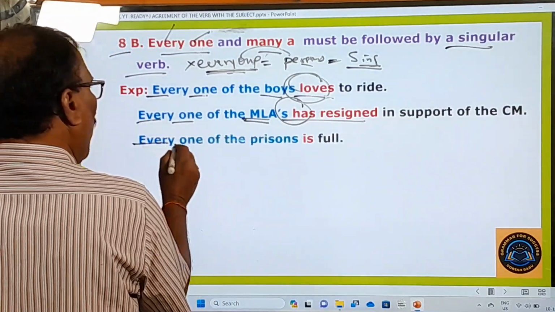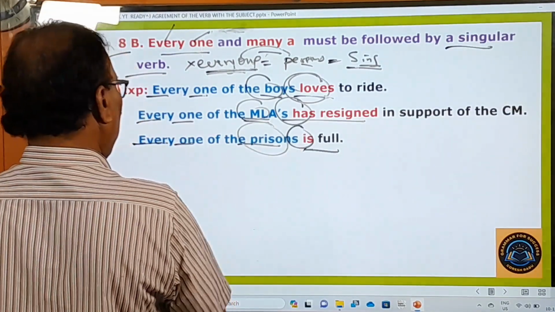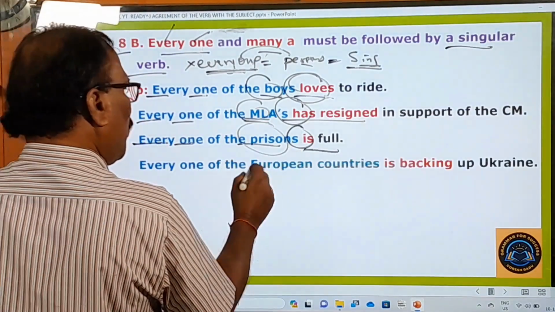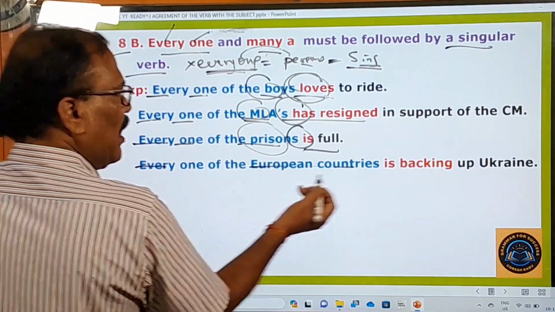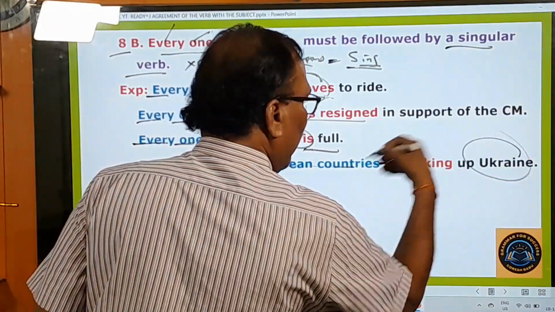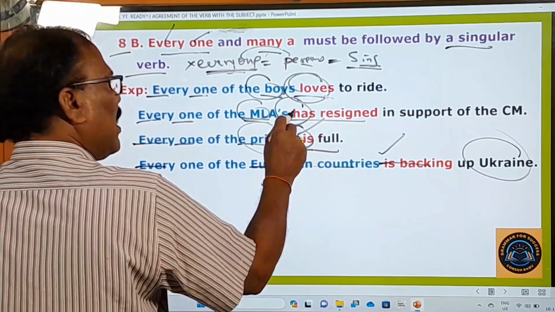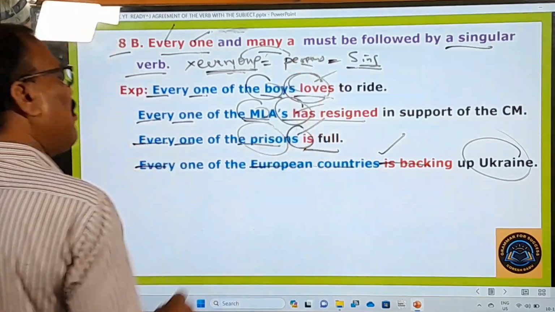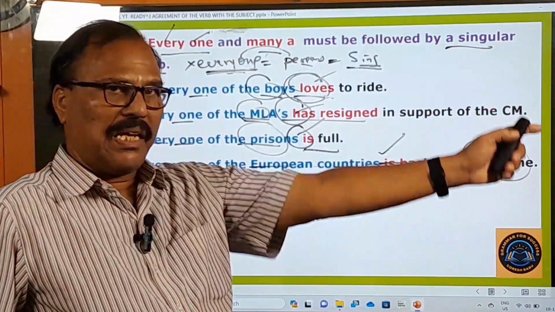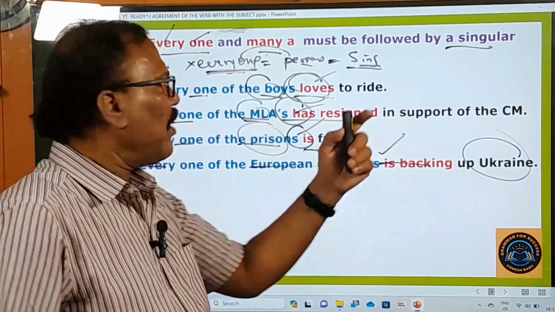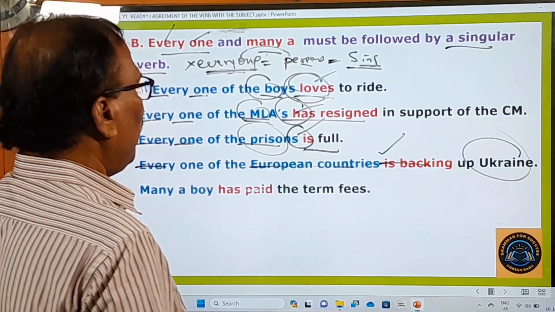And here, every one of the prisons is full, singular. And every one of the European countries is backing up Ukraine. That's "is backing up". Singular helping verb, singular main verb, whatever it is. After "every one" you have to use only a singular helping verb or main verb. And with "many a" also you have to use a singular helping verb or main verb.